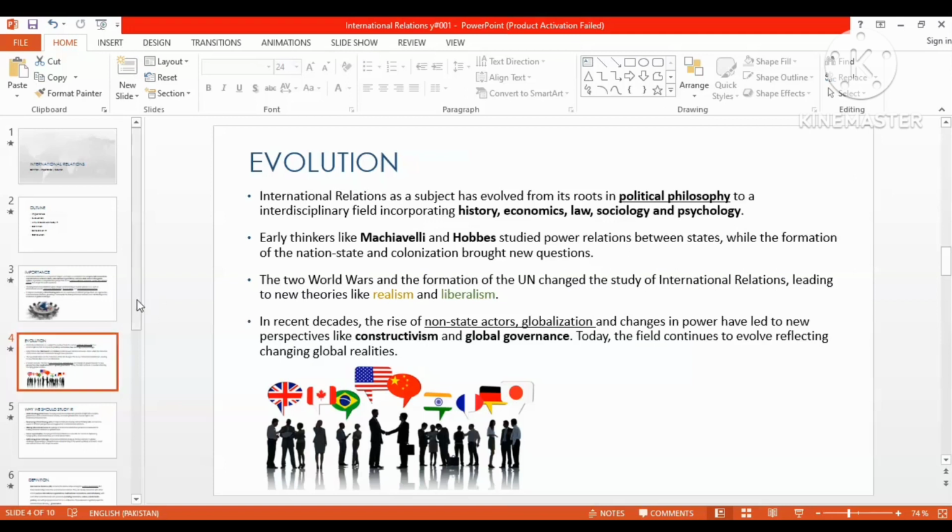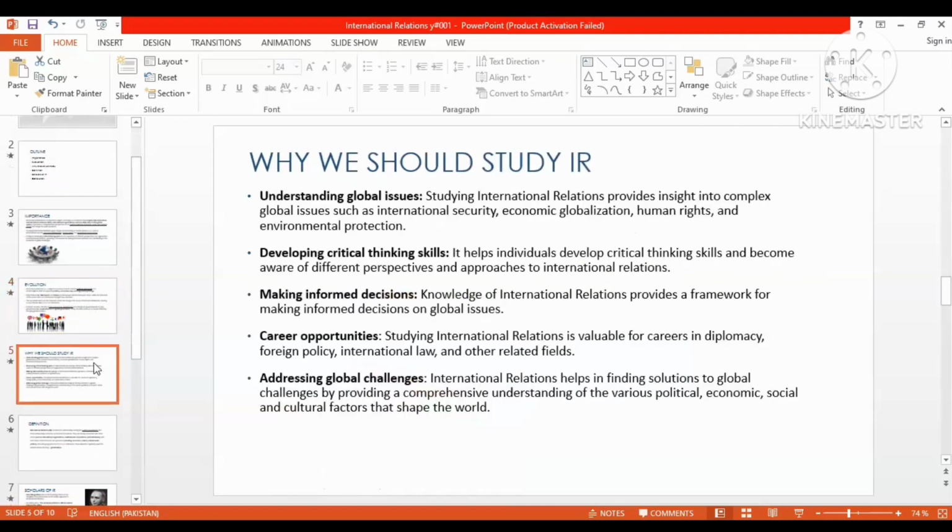Okay, then we have why we should study IR. Why should we study IR? I personally believe that we are living in a global village and we should study IR because if we do not know what is happening outside our world, then how can we make our decisions?